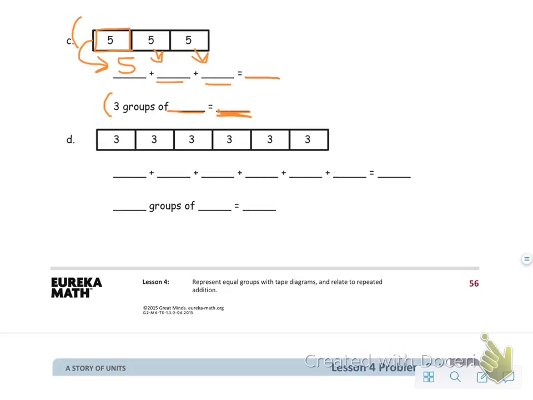Alright, so the next problem is pretty much identical, just a different number is all. So we would take our group number, put it in the blanks, find the total down here, and then we have to fill in how many groups there are, how many are in each group, and the total right here. So go ahead and do this one on your own as well.